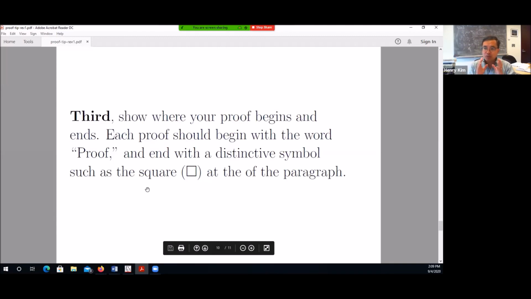Third, show where your proof begins and ends. Each proof should begin with the word proof and end with a distinctive symbol such as a square at the end of the paragraph.